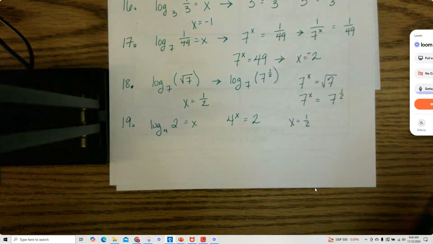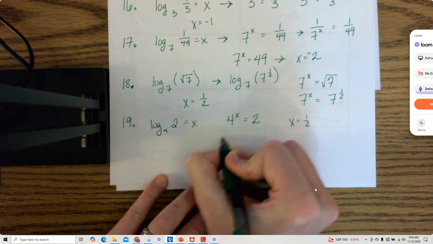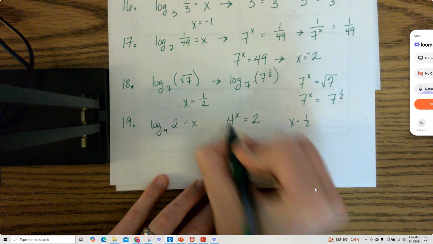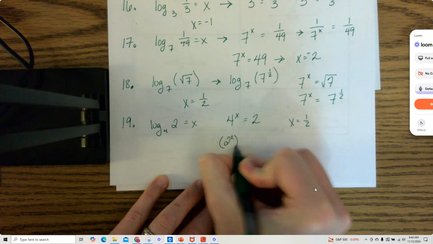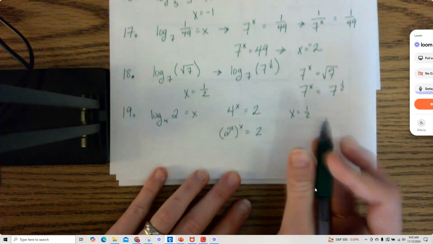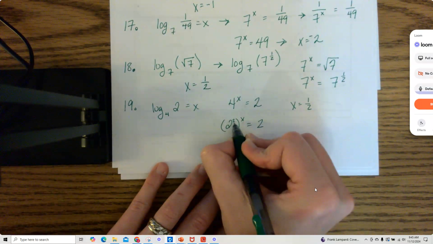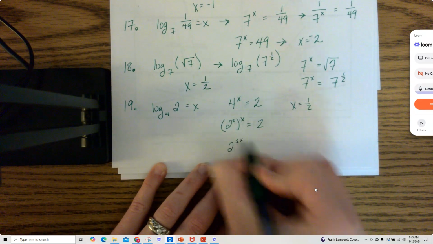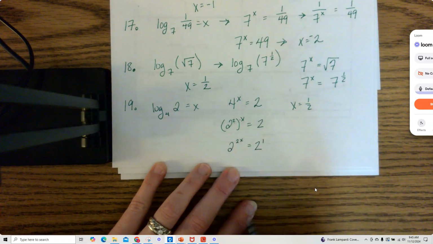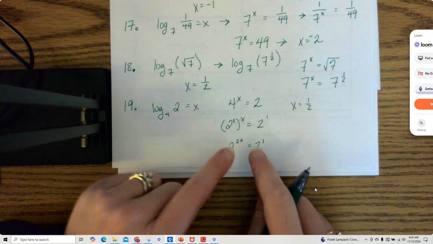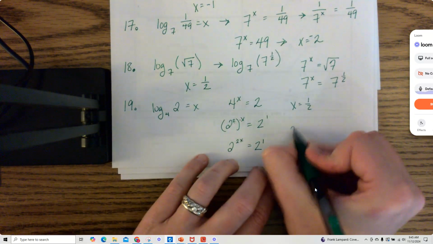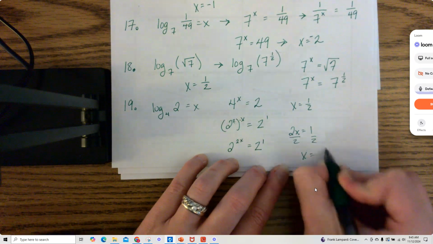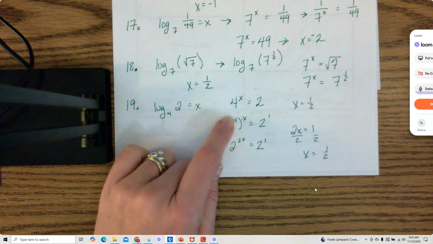Cool. Exponent rules again. I can make this a base 2. I can make 4 into 2 squared, right? And then this is exponent rules. Power to a power, you just multiply them together. And again, a 2 is just 2 to the 1. If the bases are the same, then you can set the exponents equal to each other. Divide both sides by 2, and you get x equals a half.